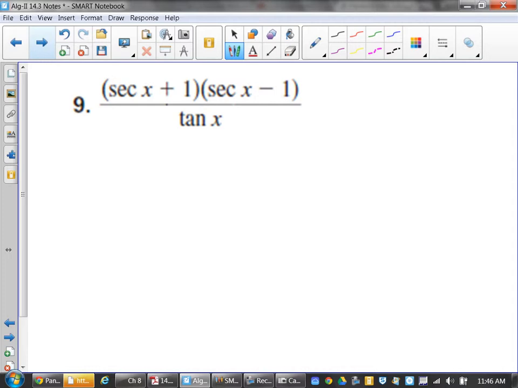So you have secant plus 1 times secant minus 1. If you FOIL that out, you get secant squared minus 1. I always forget that FOIL is the same thing. Do you agree? Yes. Okay.